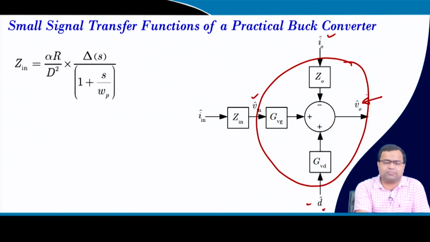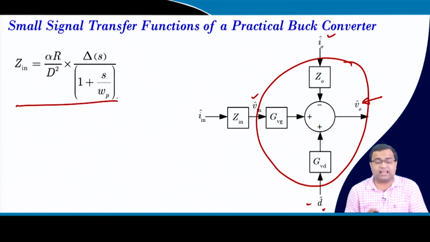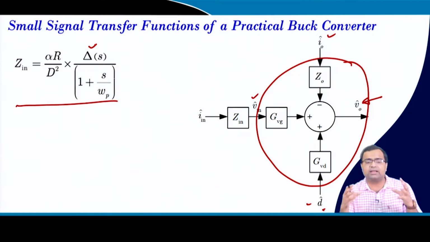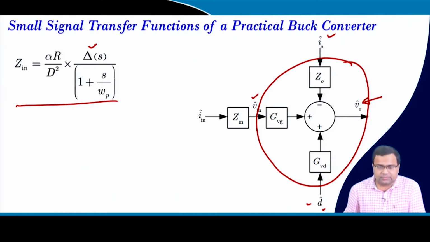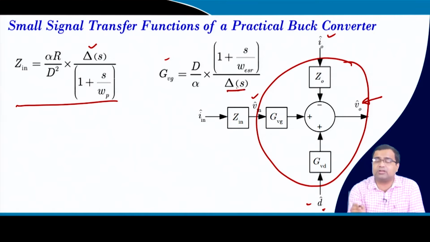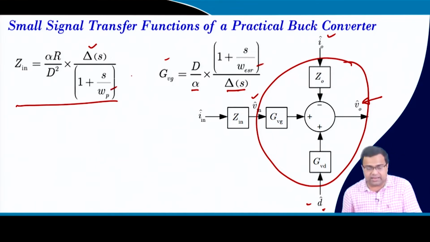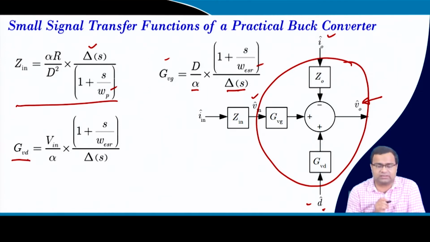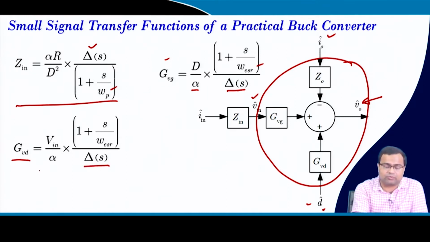We have derived input impedance like this, and we will see delta S, which is a second order polynomial. We have derived audio susceptibility, again this polynomial is common, and we will see what alpha is, what ESR is, what omega p is. We have also derived the control to output transfer function, again this polynomial is common. We will talk about alpha soon, ESR also we will talk about soon.